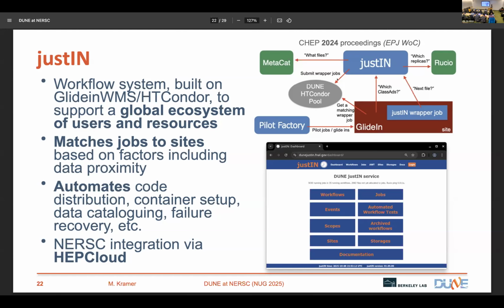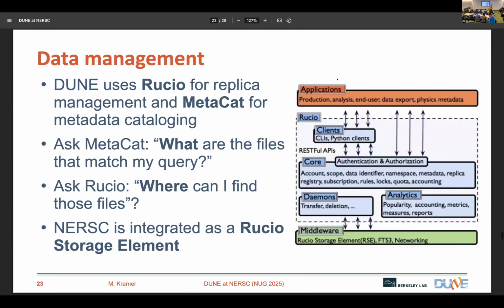And so that's another way of making sure that users don't have to worry about that sort of thing. Justin also automates tasks like code distribution to grid sites, initialization of the container that your job runs in, cataloging the output of your job, making sure that input files are available, recovering from failures, all that is insulated from the users. And finally, tying it back to NERSC, the integration between Justin and NERSC goes via this HepCloud technology that I just mentioned. So we've started running some of our workflows using this system, and we're in the process of transitioning the rest from Fireworks to Justin.